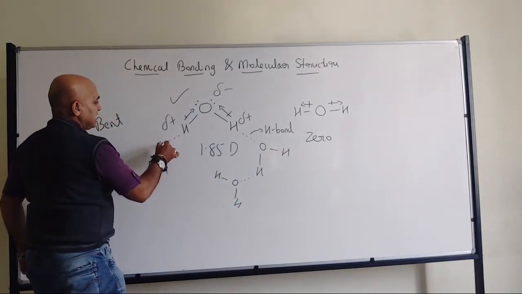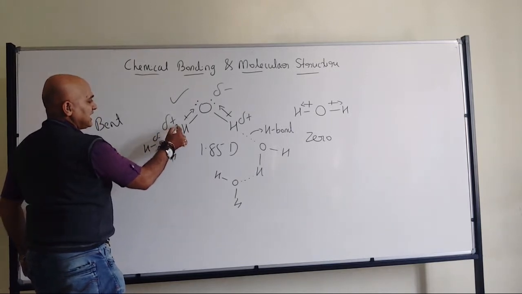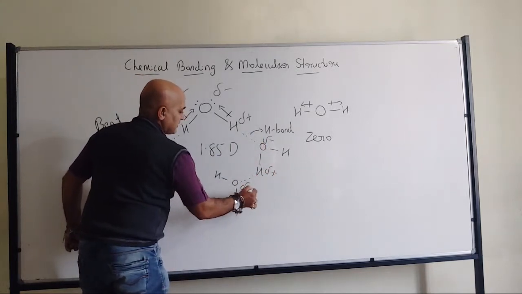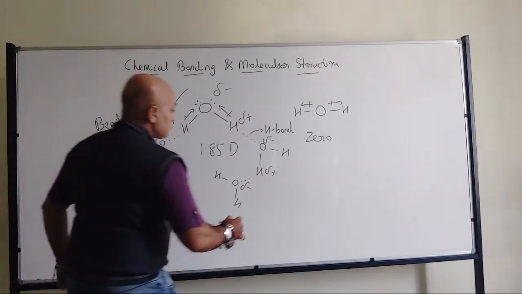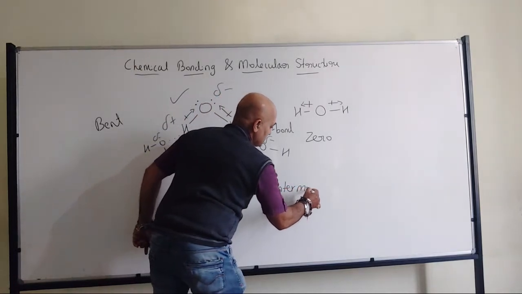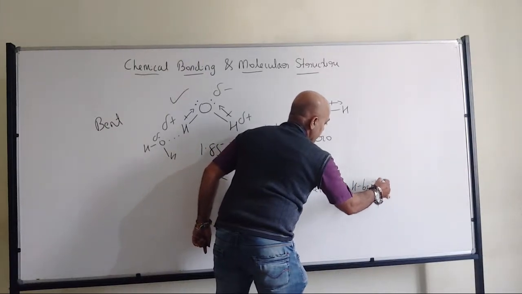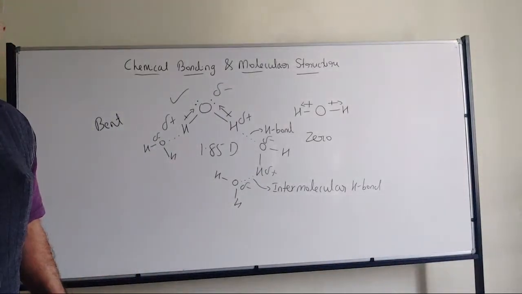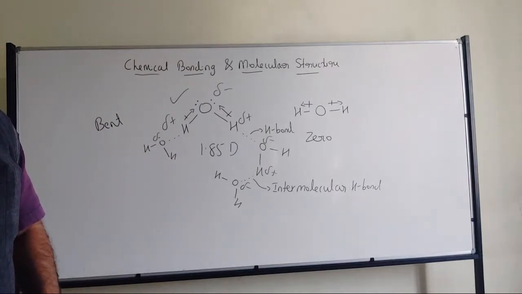This hydrogen can form a bond with another water molecule because of the delta negative and delta positive charges. Right? So that's where it is called a hydrogen bond. To be more specific, they are intermolecular hydrogen bonds because they are present between the molecules, not within. Therefore, it is an intermolecular hydrogen bond.